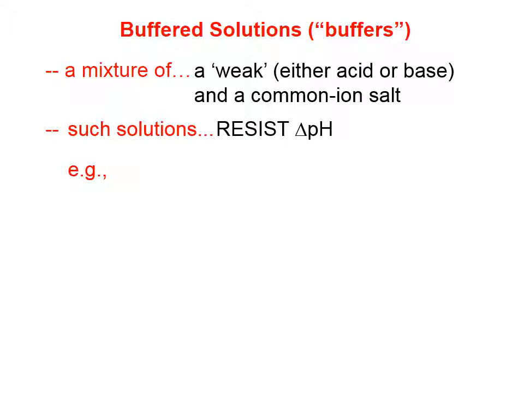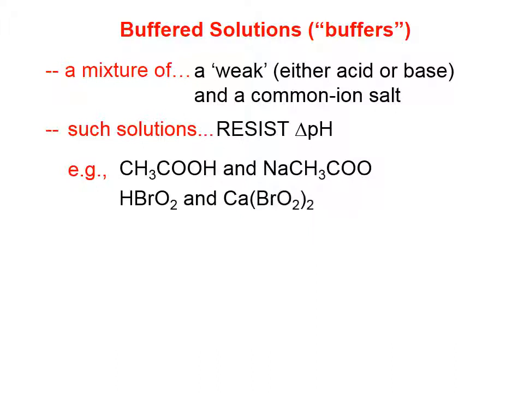In other words, buffered solutions tend to maintain a relatively constant pH, even if we try to change that pH by adding an acid or a base. Here are some examples of buffered solutions: acetic acid and sodium acetate. We have acetic acid, which is a weak acid, and we have sodium acetate, which is a salt that has an ion in common with the weak acid.